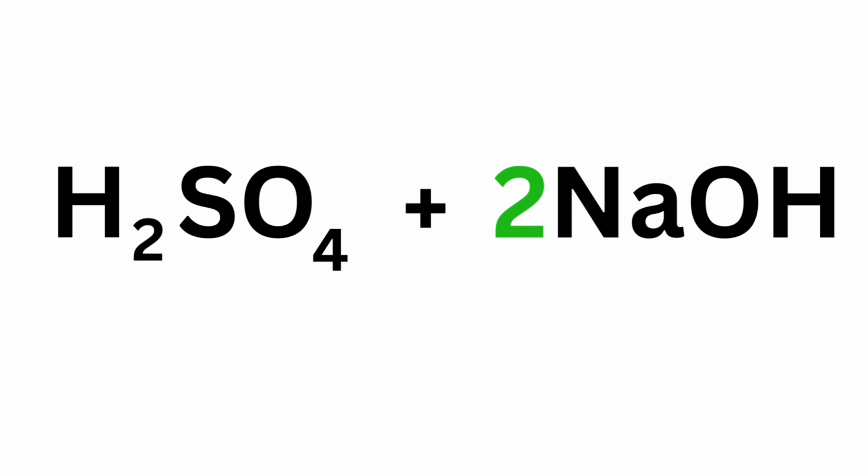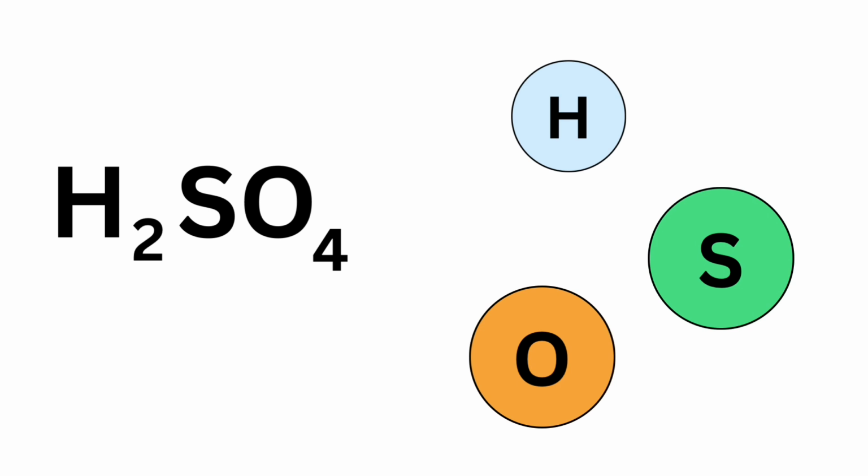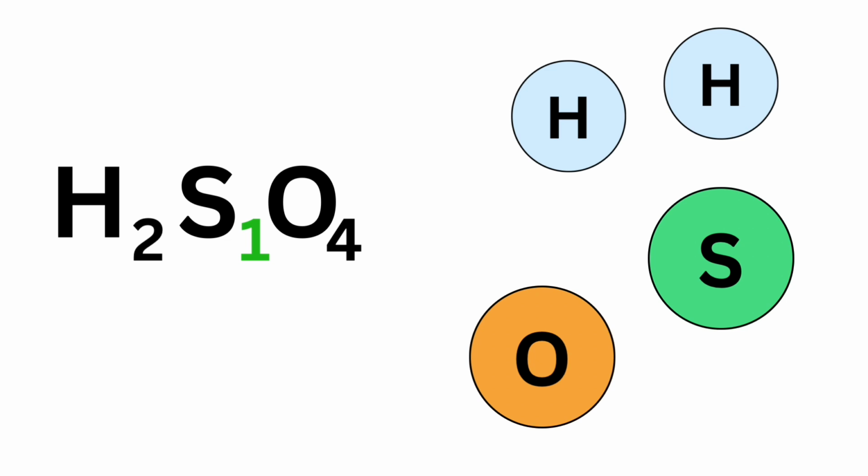If we look at the formula of sulfuric acid, it's H2SO4, which tells us there's hydrogen, sulfur, and oxygen atoms present. There is a little 2 after the H. This tells us that one molecule of sulfuric acid contains 2 hydrogen atoms. There isn't a number after the S, but this really means that there's one of those, so there is 1 atom of sulfur.